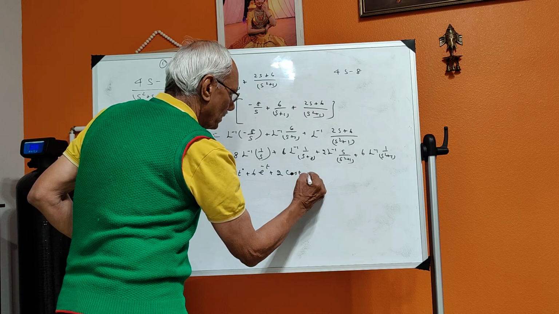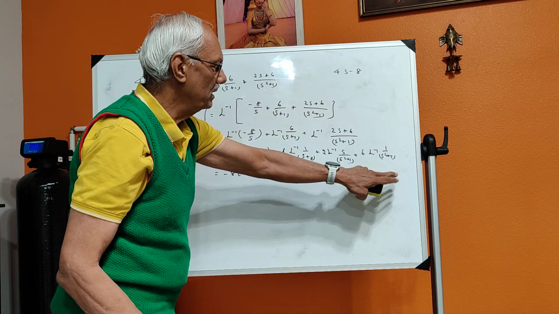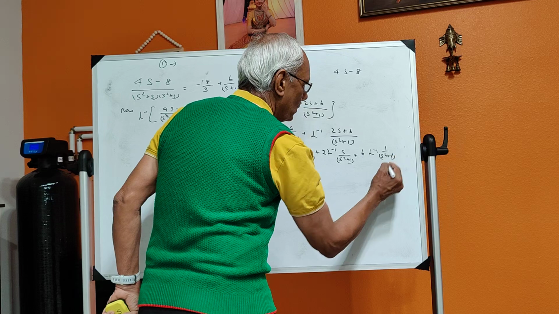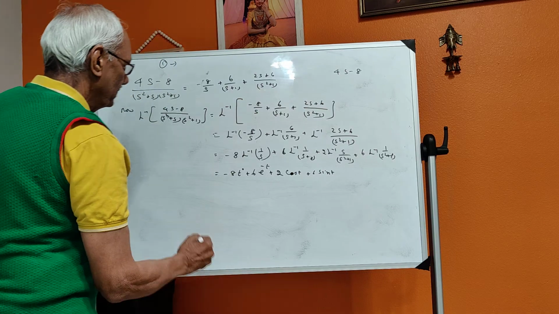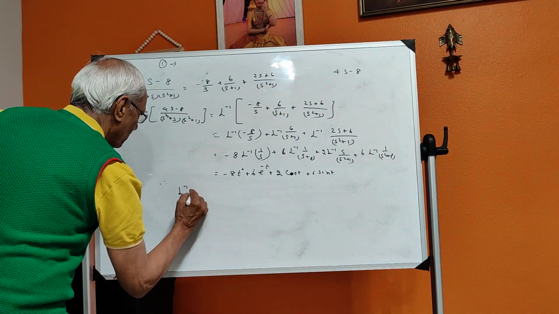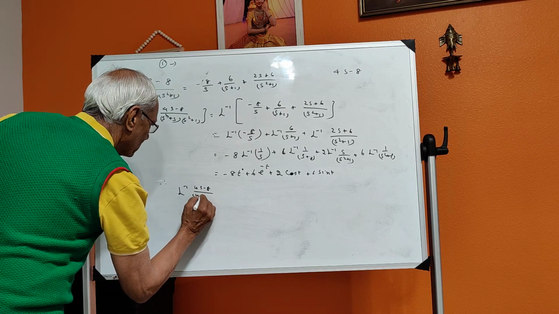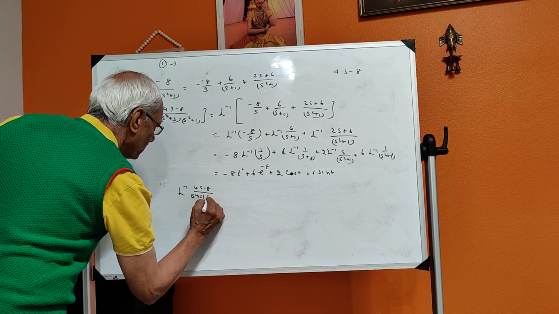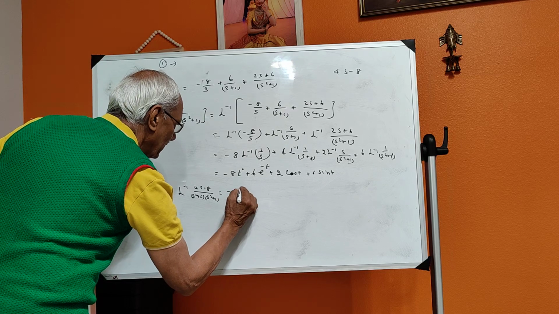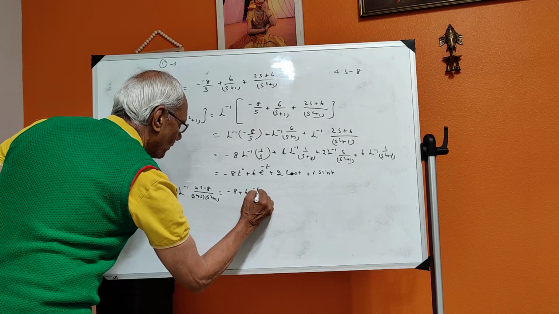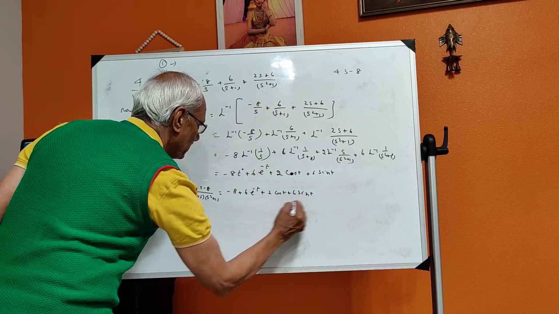cos t plus 6 into 1 by s square plus 1. There is a 1 here, 1 square. If you want, you can take this to be 1 square, 1 by 1 square. So this is nothing but your sin t. So the answer is therefore L inverse of (4s minus 8) divided by s square plus s into (s square plus 1) is equal to minus 8 plus 6 into e to the power of minus t plus 2 cos t plus 6 sin t.